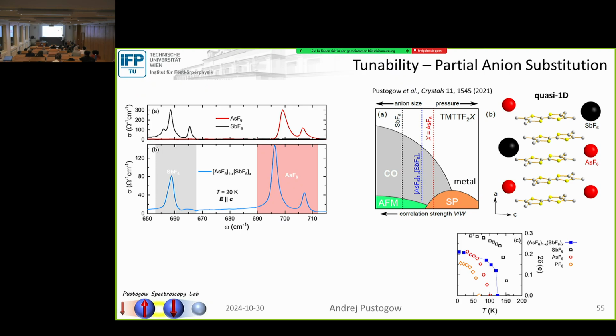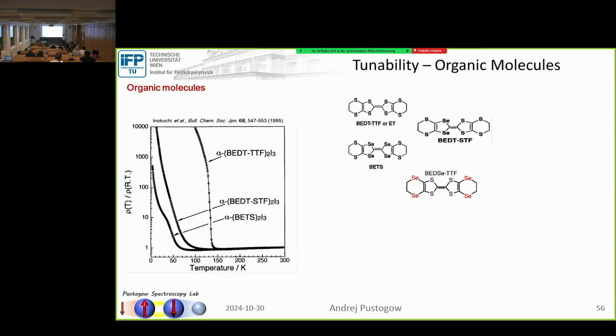Then, here we were looking at the anions, the spacers. We can also tune this material by varying these organic molecules. So this is the common one, but we can, instead of sulfur, put selenium. And we can put selenium symmetrically or only on one side, or we can put the selenium not on the inner part, but on the outer part. And this will give different physics. Because the selenium has bigger orbitals than sulfur, and therefore it enhances the bandwidth.